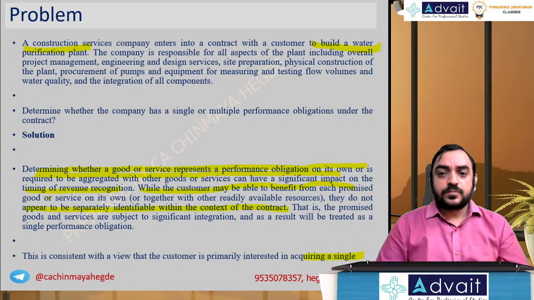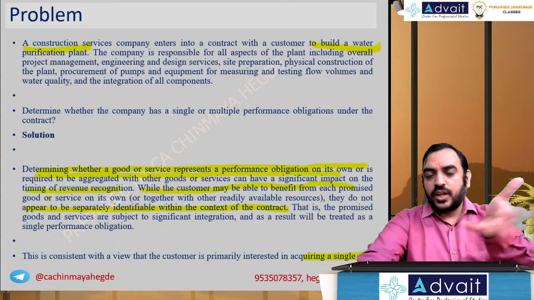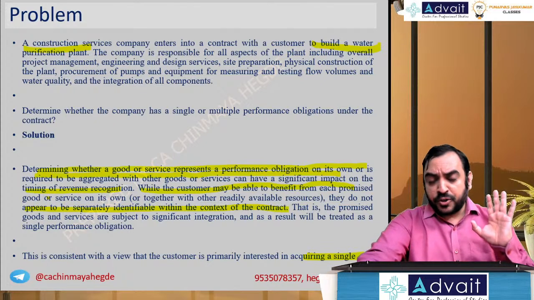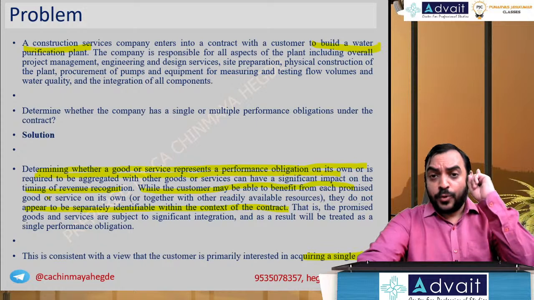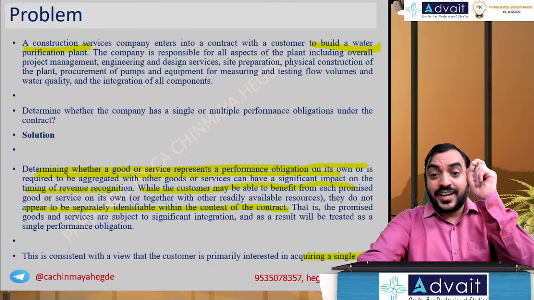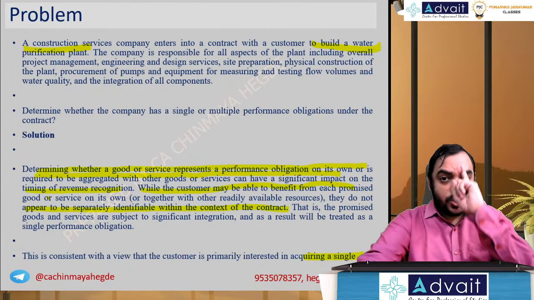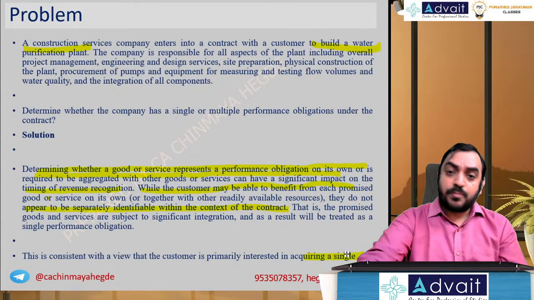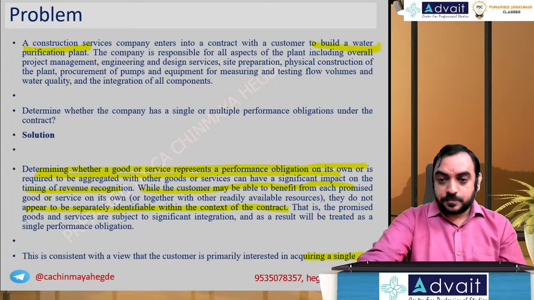So the entire contract will be one performance obligation, maybe satisfied over a period of time, but that depends on the other terms actually. But purely from the performance obligation point of view, these individual components are not separate. They are one performance obligation because the expectation of the customer is to get a water purification plant which has so many components, but the expectation is to get one product. So single performance obligation, that is, build a water purification plant. Okay, let's go to the next one.